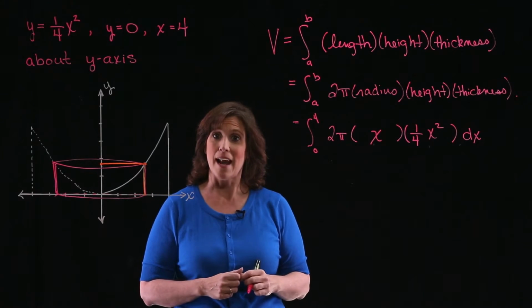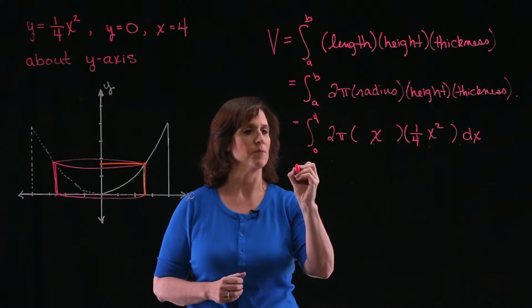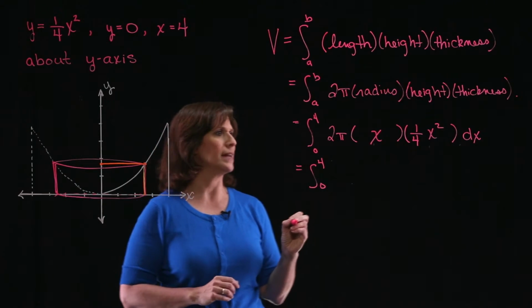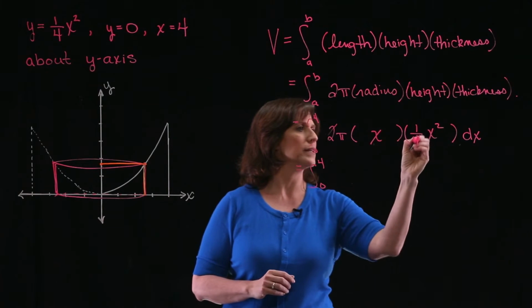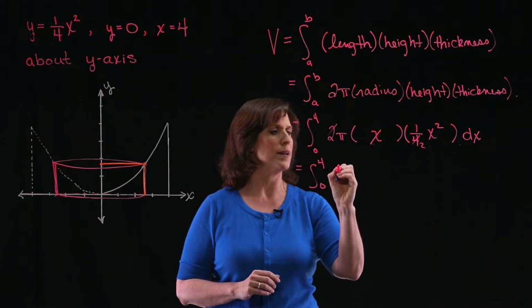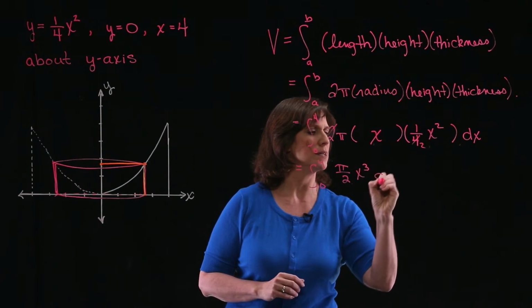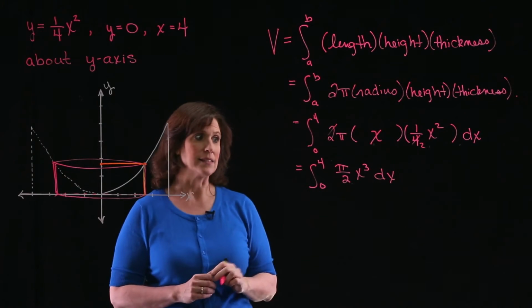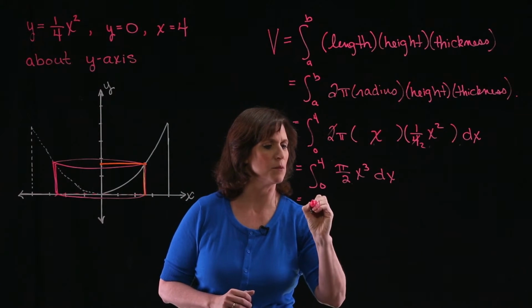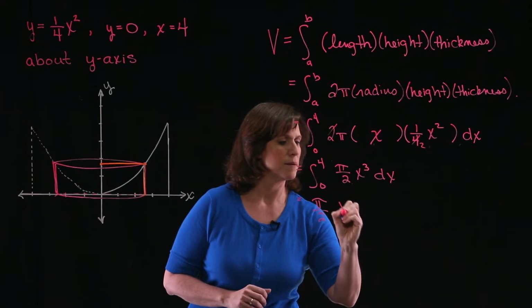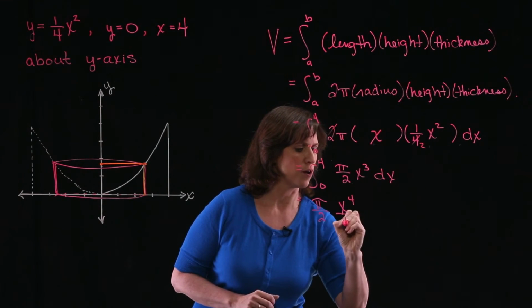My problem is now set up. All I have to do is the integration. So I'm going to be integrating from 0 to 4. I'll simplify that integrand a bit first. 2 goes into 4 twice, and so I'm going to have pi divided by 2 times x cubed dx. The pi over 2 is a constant that we'll pull out, and I can integrate x cubed dx, making that x to the 4th all over 4.